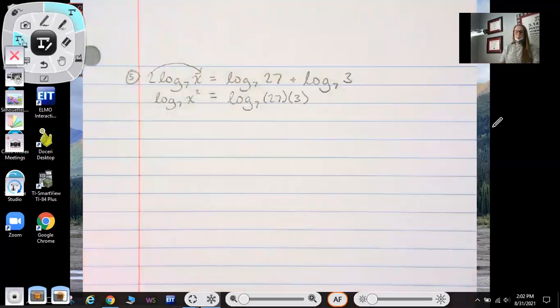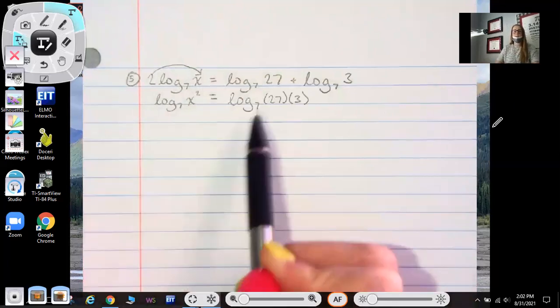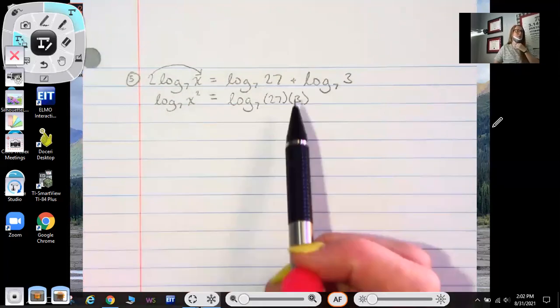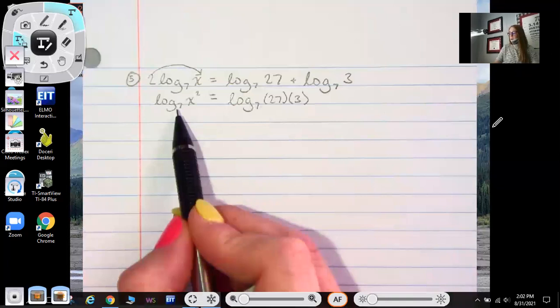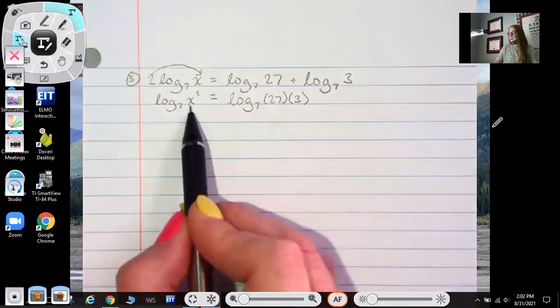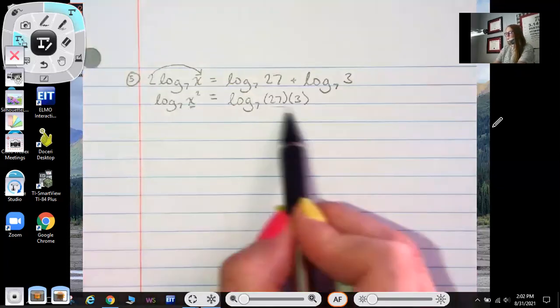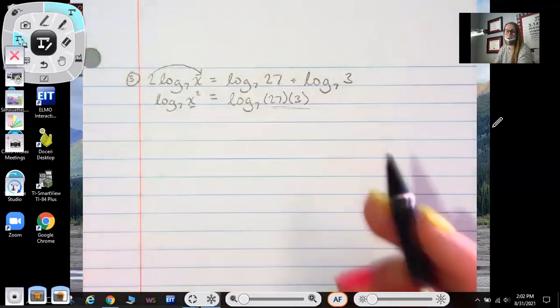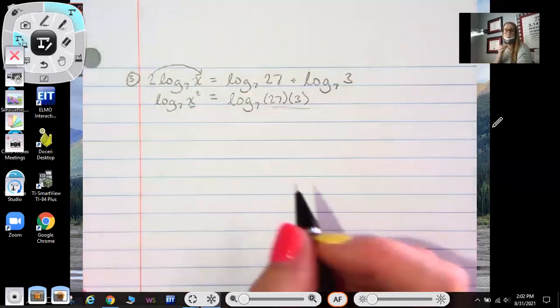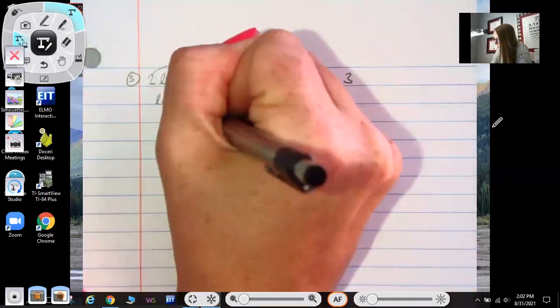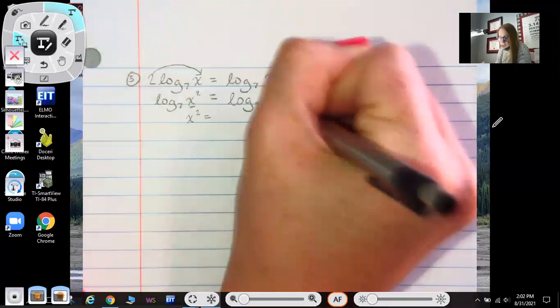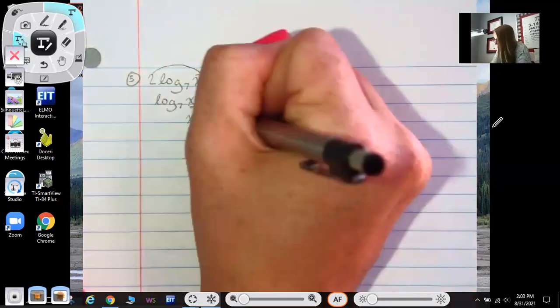Okay, this is where it's different from example 4. It's not a logarithm equals a number. It's a logarithm equals another logarithm, which is what we did yesterday. So because these 2 logarithms have the same base, we know that x squared has to be equal to 27 times 3. So we're going to set those equal to each other in order to solve for x. x squared equals, let's go ahead and do 27 times 3 is 81.